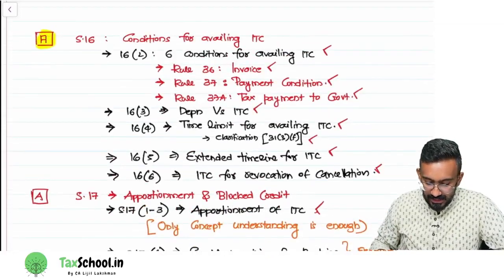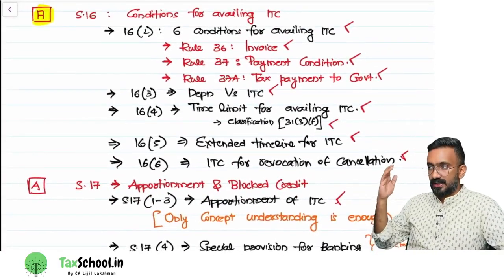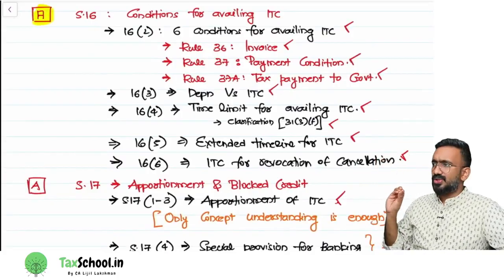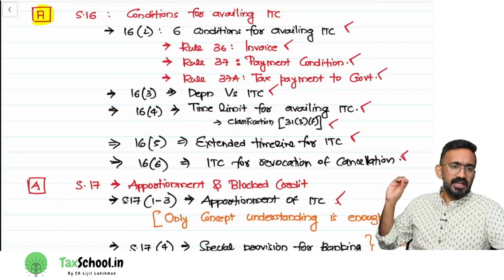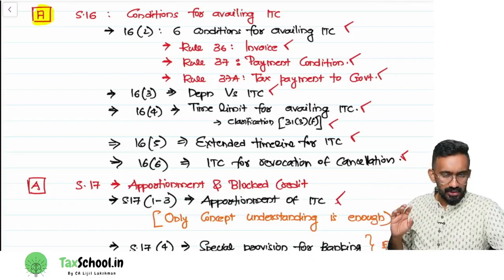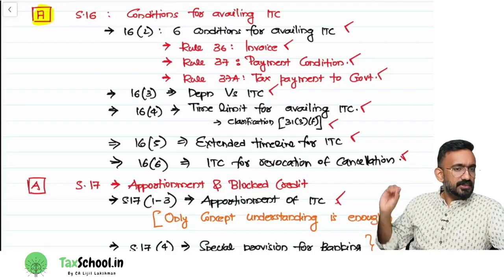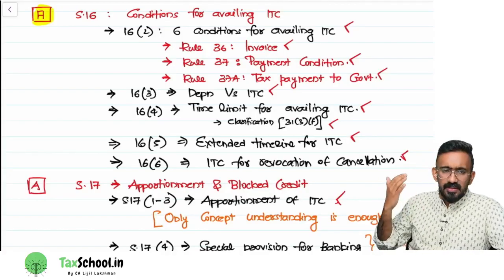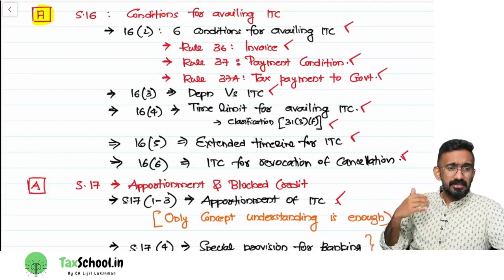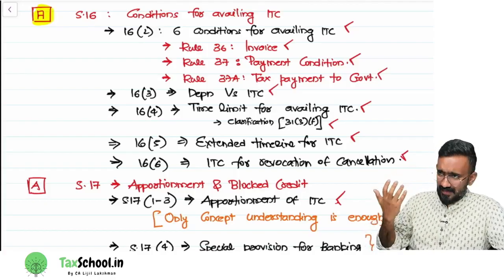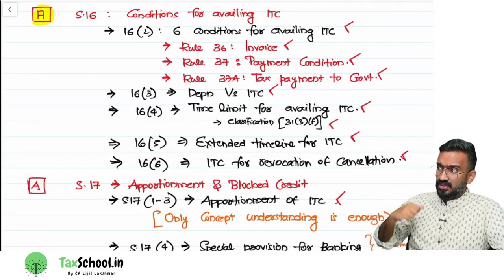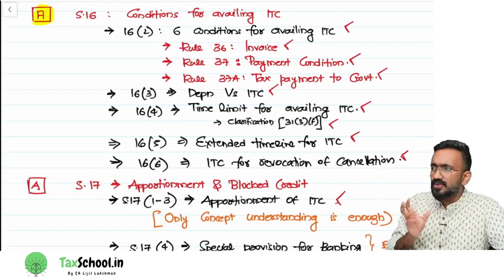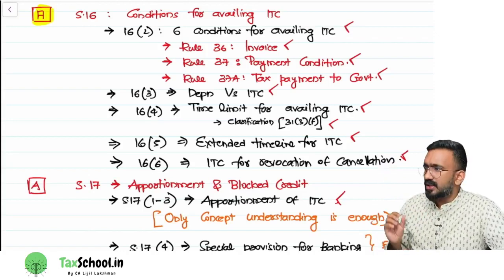And in section 16, what are the things that you have for you to learn under the ITC chapter? 16.2 talks about 6 conditions for availing ITC, which is very important for you to look at. Together with that, you will learn Rule 36, wherein they talk about how an invoice should look. 37 talks about payment condition for availing ITC. 37A talks about tax payment to government. 16.3 talks about depreciation versus ITC, which is a small one-liner section.